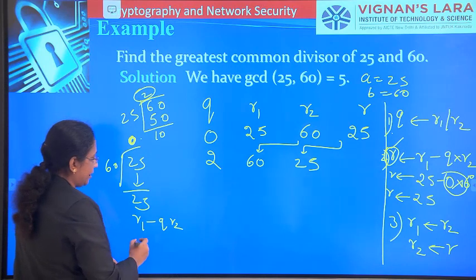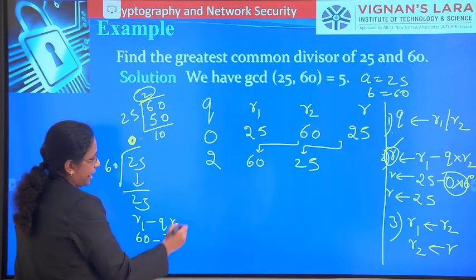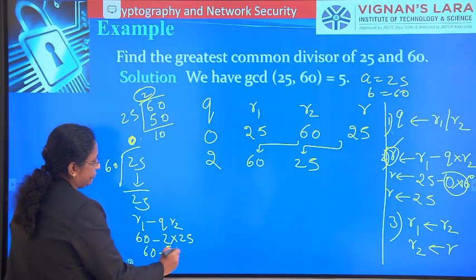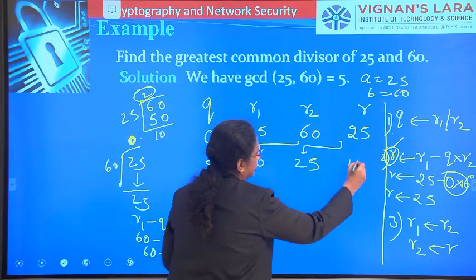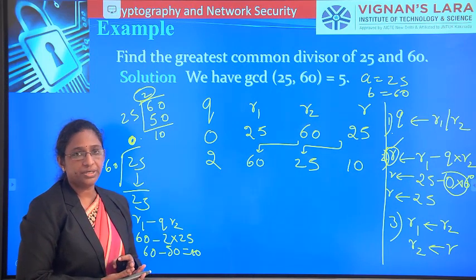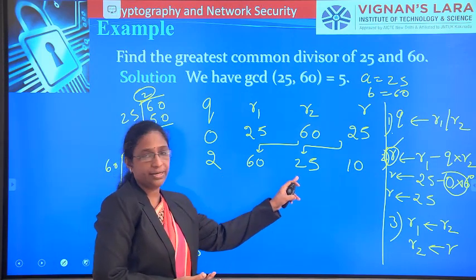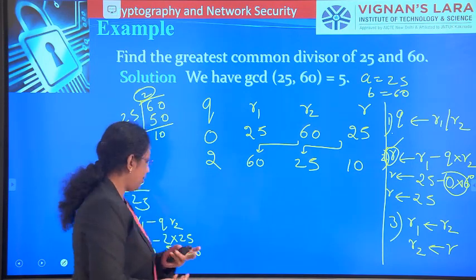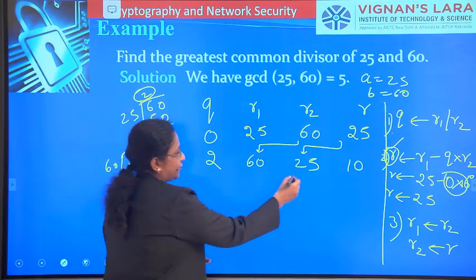So what is your R1 value now? Your R1 value is 60 minus, so quotient is 2 into your R2 value, which is 25. That is nothing but 60 minus 50 equal to 10. That is your R value. Since calculators don't give you the remainder when you divide two numbers, only the quotient, you can use the calculator to divide 60 by 25, write whatever quotient you get here, and for calculating the remainder you have to use the formula R1 minus Q into R2.